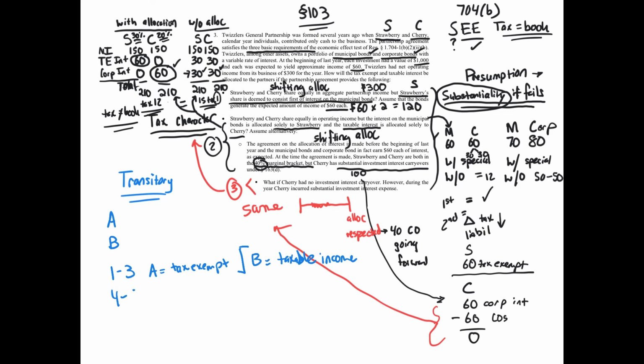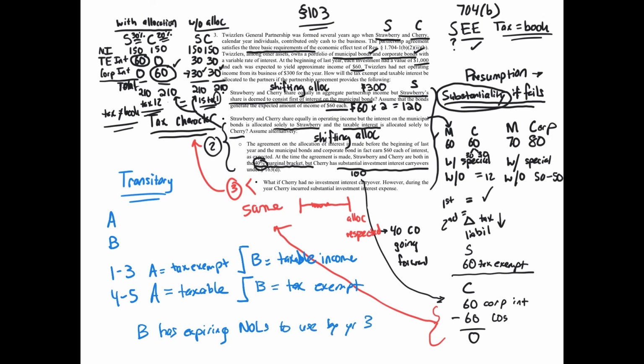And then in years 4 and 5, it's going to switch. So usually there's a switch at some point. Or maybe rates change at some point, right? Or there's a special offsetting NOL, which I'm going to show you. So in years 4 through 5, A now gets the taxable income and B gets the tax exempt. And if we look more at the facts, let's say that B has expiring NOLs to use by year 3. So this would be a transitory allocation.